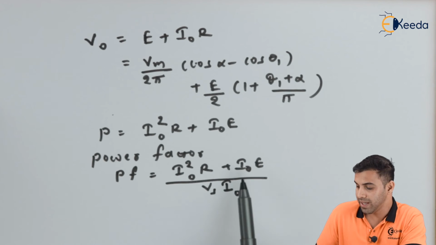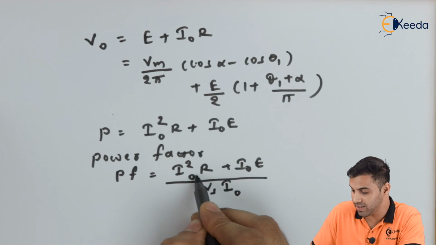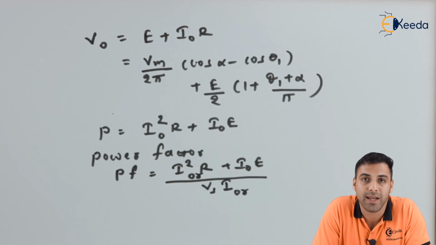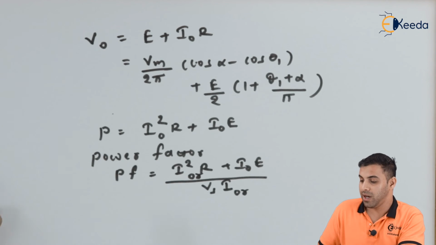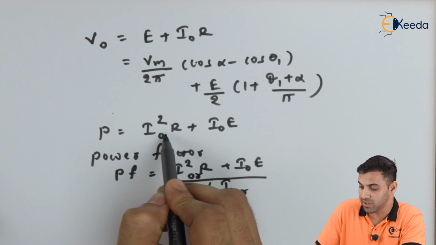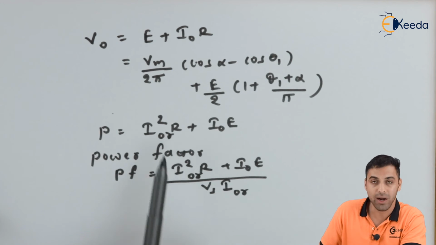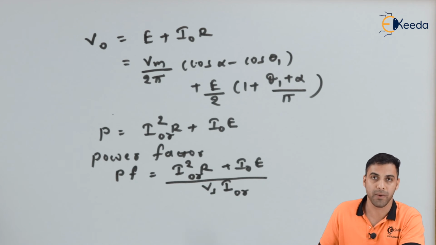So friends, here this I naught and this I naught are both different. This is also different from this. IOR is the current flowing through the resistor, which causes the resistive power loss, and I naught is the normal output current. In the same way, here I am trying to differentiate IOR and IO, and in this equation this becomes IOR again. So P is equal to IOR square into R plus I naught into E, and the power factor becomes IOR square into R plus I naught into E divided by Vs into IOR.